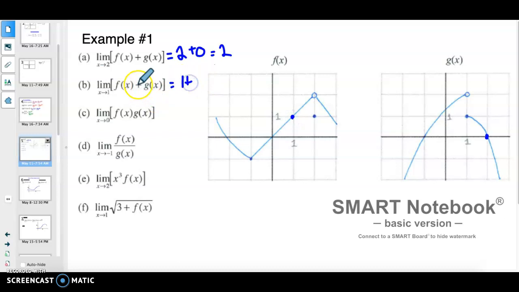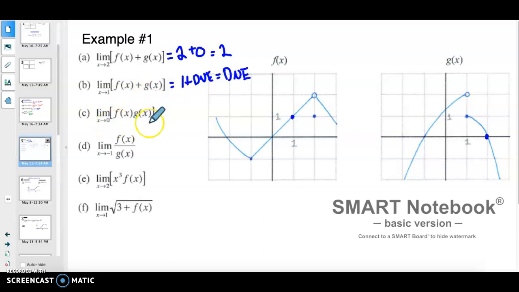And then adding on for g as x approaches 1. Here, because there's a jump, our limit does not exist. So we're doing 1 plus does not exist. You can't really do that. So we're just going to say this limit does not exist, because if it doesn't exist for one of the two functions, for the whole limit it doesn't exist.